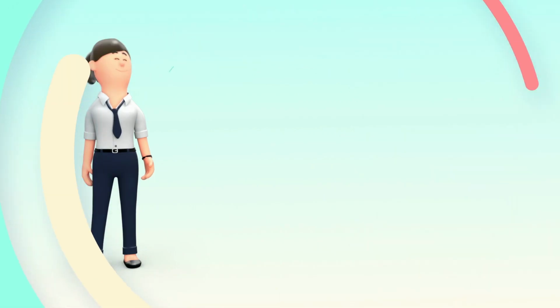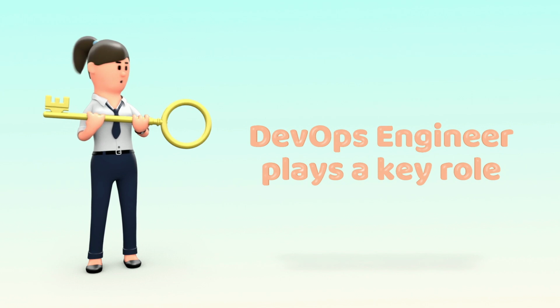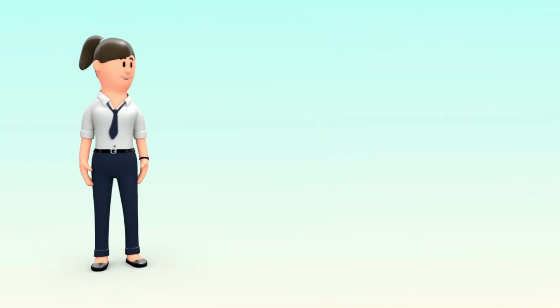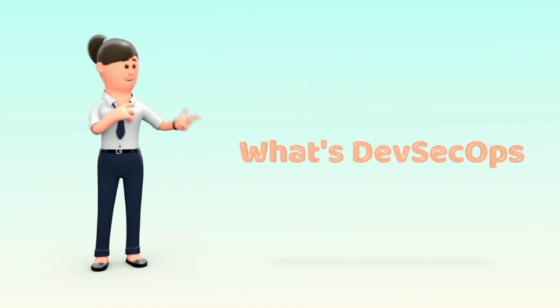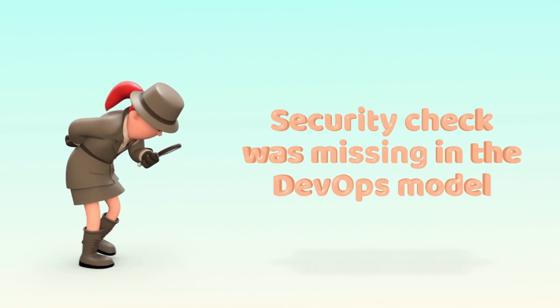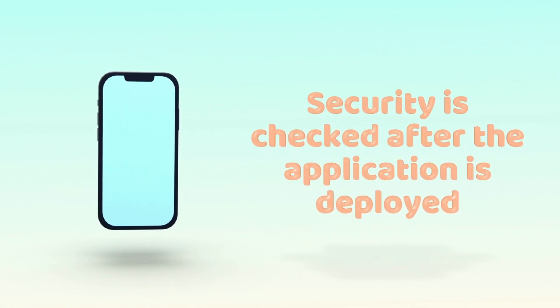And DevOps engineer is one of the key persons who ensure that process by implementing a strong CI/CD pipeline. On the other hand, there is a model evolved very recently called DevSecOps, which is a superset of DevOps model. It's the same as DevOps concepts, but there is one key difference. Security check was missing in DevOps model, and in most of the cases, security is checked once the application has been deployed, and it's normally done by the security specialist.